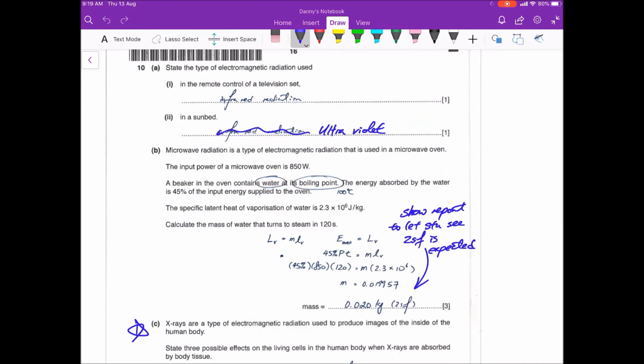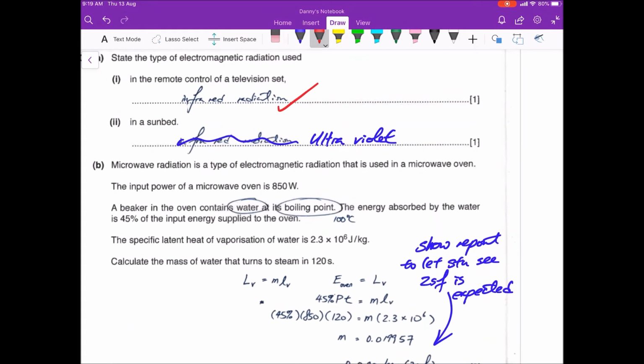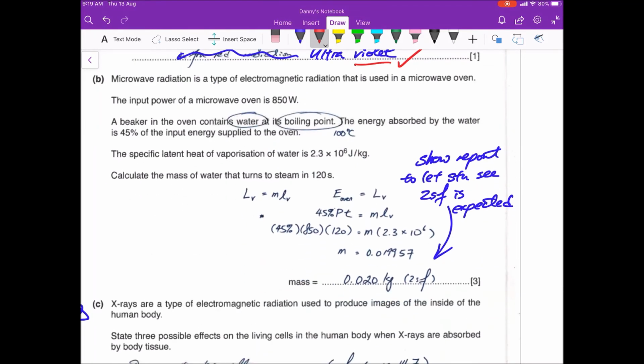Okay, so this is question 10. Question 10, remote control uses infrared, which is correct. Remember in your sunbed, I made the mistake. I thought it was infrared, but then later I realized that it is ultraviolet. Make sure you spell violet correctly and not violent.